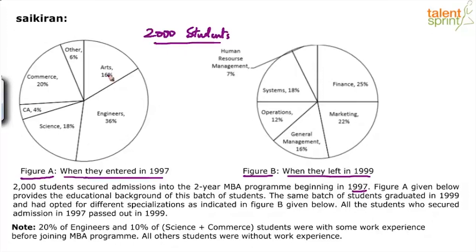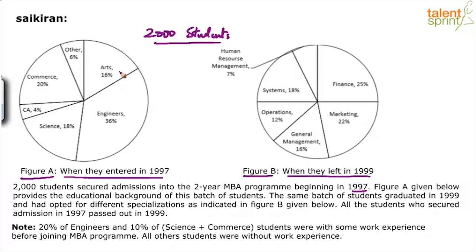So what is the educational background? Arts background, engineering, science, CA, commerce, and others. Percentages have been given to us, right? 16, 36, 18, 4, 20, and 6. So for example, if I have to find out how many students who entered this MBA program in 97 are from the engineering background, your answer would be 36%. 36% of what? Of 2000, because total is 2000, right? So 36% of 2000, 720 will be the answer.